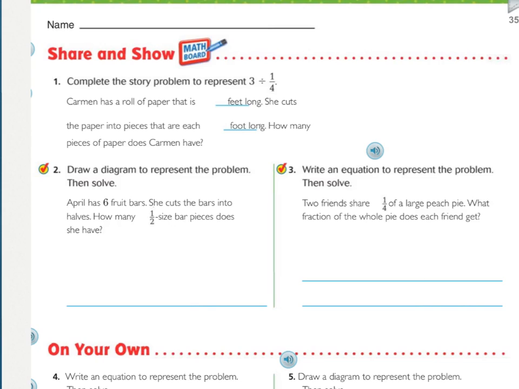Today's share and show is short and sweet. You have 3 problems. Make sure that you read all the directions and that you do every single part of it. So press pause while you work on your share and show.